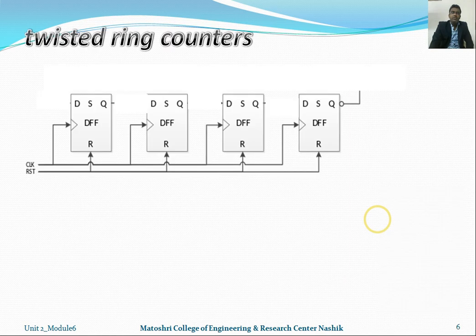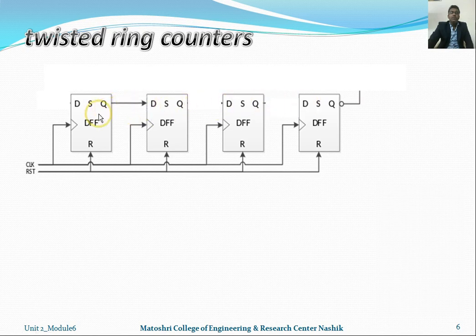So that twisted ring counter construction is similar to the ring counter, but with a single change we made here. The complement of the last flip-flop, meaning whatever value is stored in the last flip-flop, we take the complement of that output, and that complemented output is fed back to the first flip-flop. Now the remaining connections are all the same.